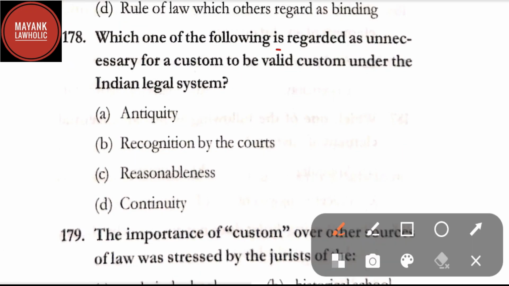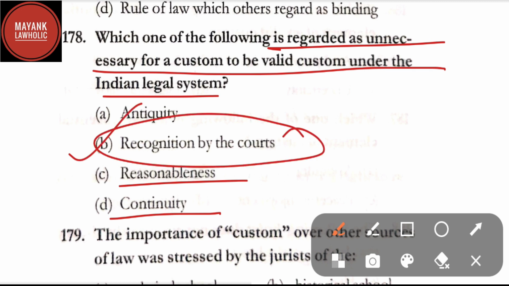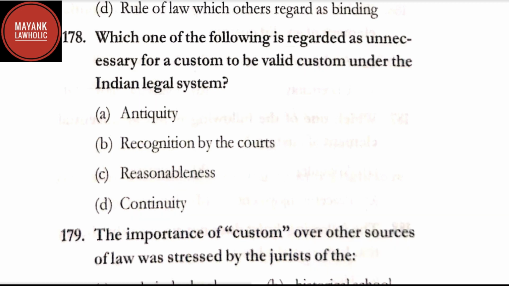Question number 178. Which one of the following is regarded as unnecessary for a custom to be valid custom under the Indian legal system? Option A, antiquity. Option B, recognition by the courts. Option C, reasonableness. And option D, continuity. Here in question number 178, correct answer is option B, that is recognition by the courts is regarded as unnecessary for a custom to be a valid custom under the Indian legal system.